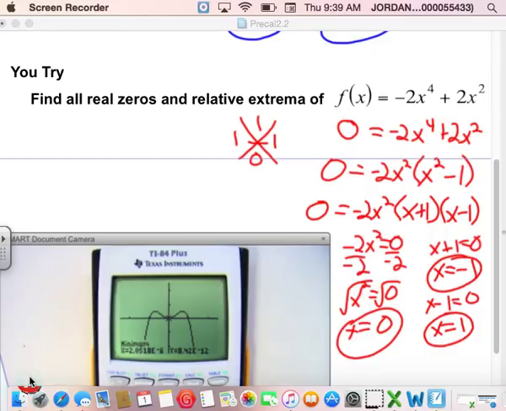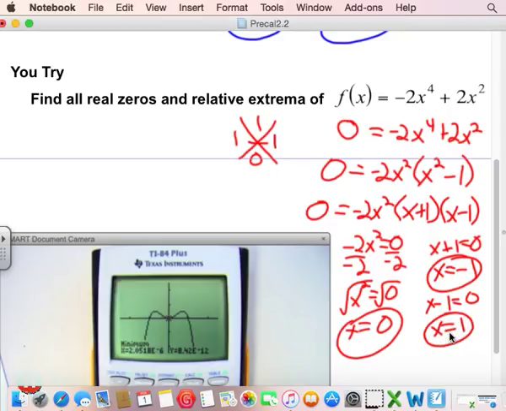Now notice something right here. Notice that at x equals 1 right here, and x equals negative 1, the graph just crossed through the x-axis. But where x equals 0, notice it hits and bounces off. The reason it does that is because we really got 0 as one of our zeros twice.